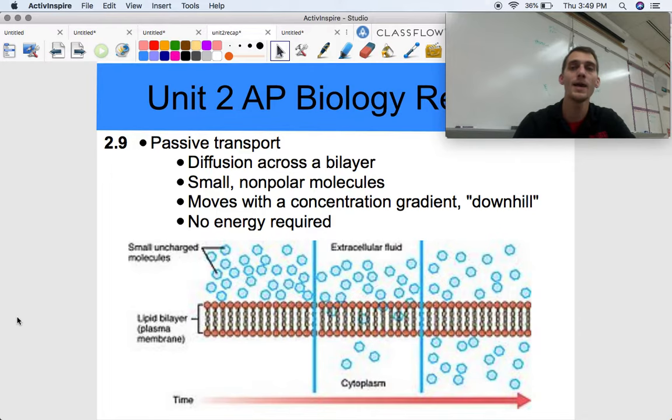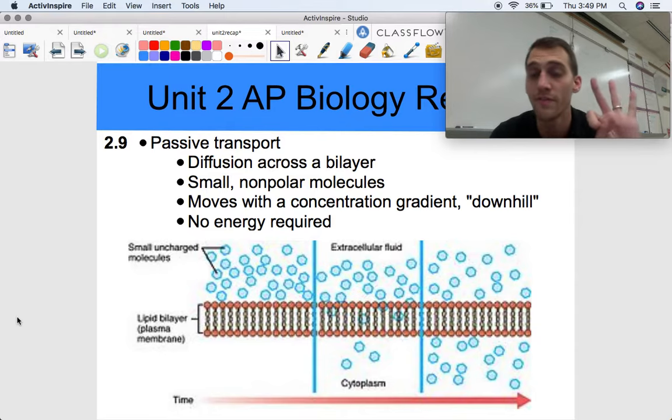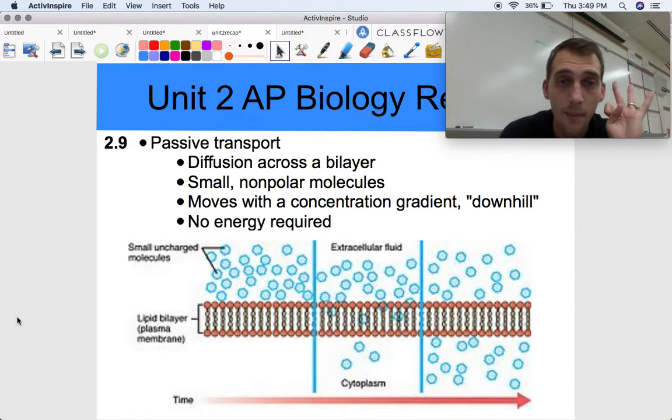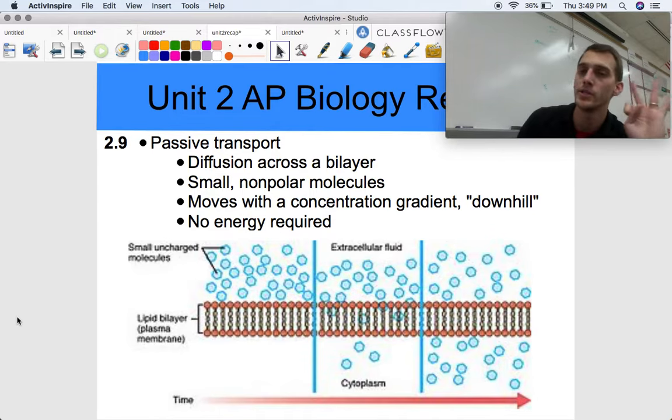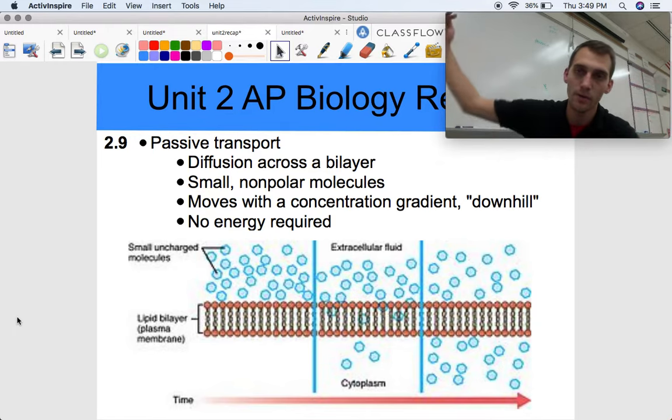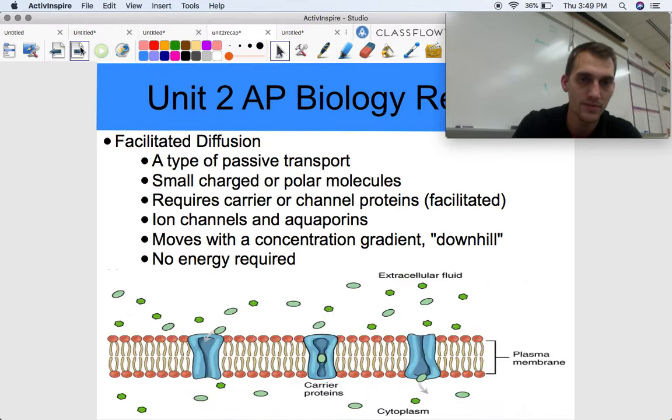All right, 2.9, we're almost done. Passive transport. This is kind of a review of our 3 different types of transport, the first of which is passive transport. That is diffusion across a bilayer. It involves small nonpolar molecules, and it moves with a concentration gradient, or what I like to call downhill, from high to low. You don't need to spend energy to do that. There's no energy required for passive transport.